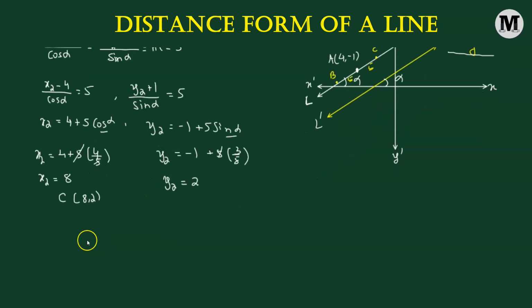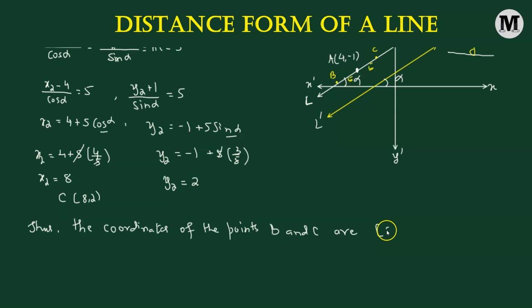So we have completed the problem. Let's write down the final value. Thus, the coordinates of the points B and C are: B came out to be 0, -4, and the coordinates of point C came out as 8, 2. That's the final answer.